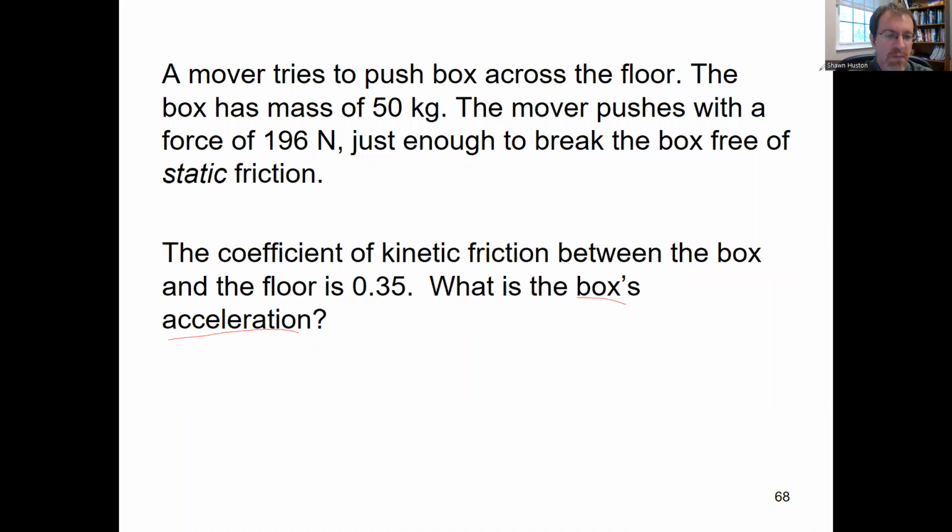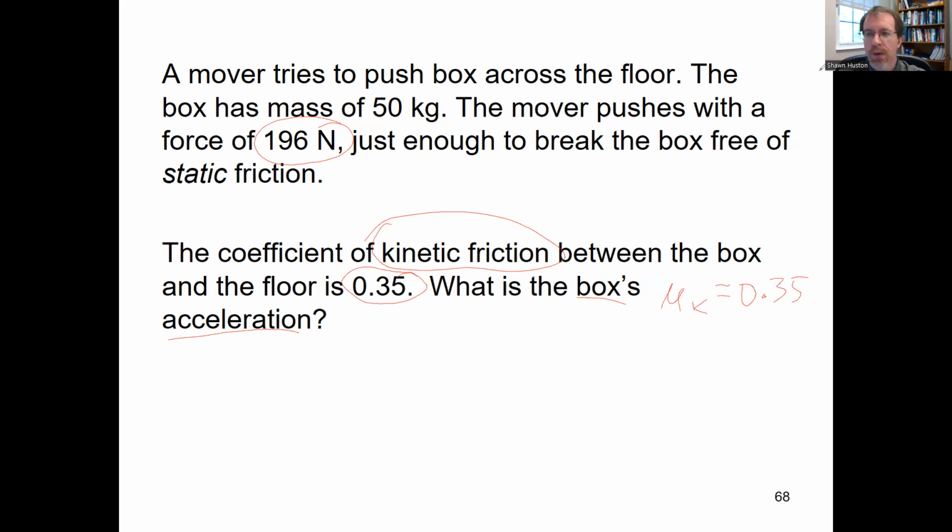Okay. All right, if now I'm pushed with enough force to get this box moving, and now because of the fact that the box is moving, now I've got kinetic friction, moving friction between the box and the floor rather than static friction. And now I've got a new value for my coefficient of friction. My coefficient of kinetic friction is what? It's 0.35. Okay, so there's my question.